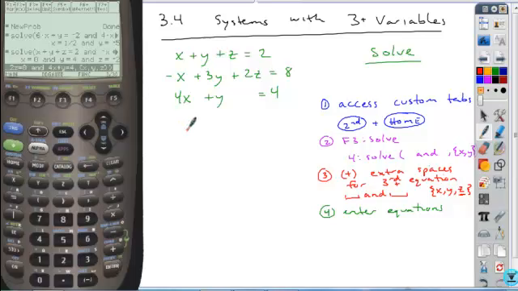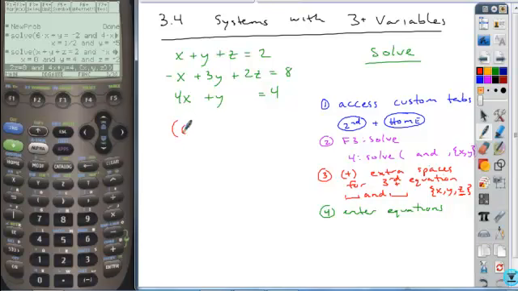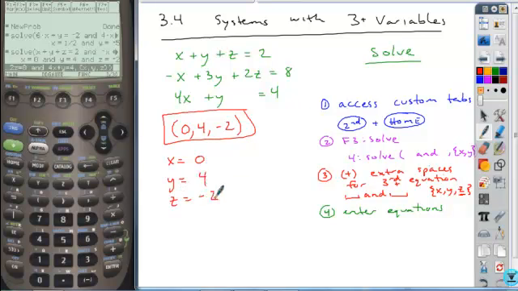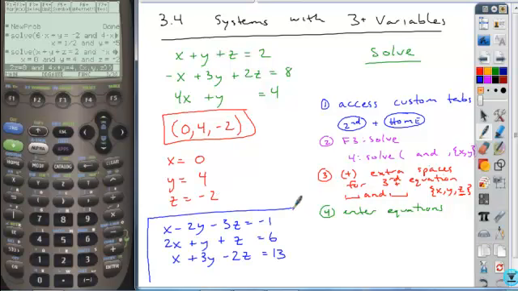So you might be asked one of 2 ways to solve this. If you're entering it as an ordered pair, you just list them alphabetically. So 0, 4, negative 2. And if you are specifically asked to enter each one, you have it in this form.